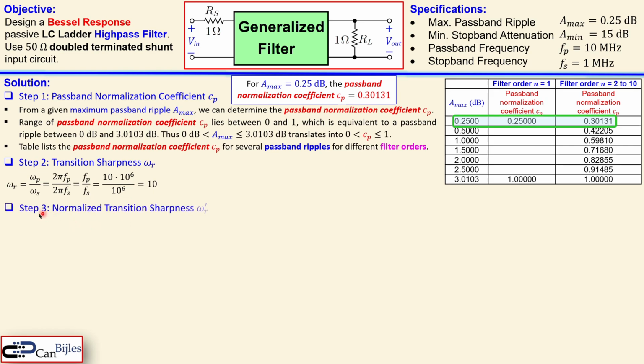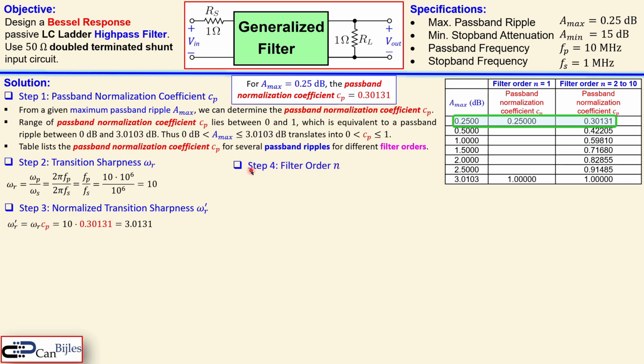The next step, step 3, is the normalized transition sharpness, which is omega r prime, related to that omega r and the CP we just determined from our table. So the omega r is 10, from step 2, and CP is 0.30131, which is from step 1. Together this is 10 times 0.30131, so you now get 3.0131. And this is the normalized transition sharpness.